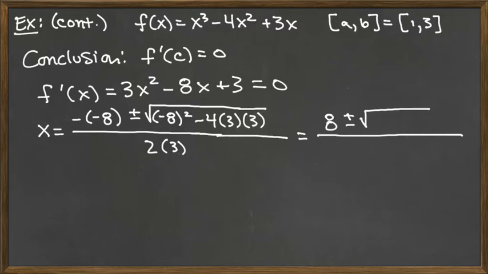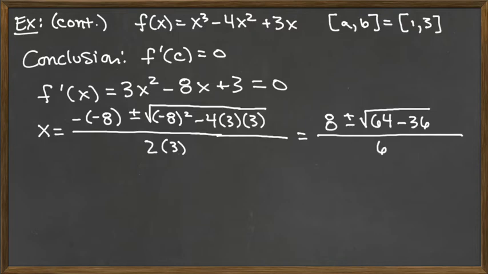and when we're working on cleaning this up, we've got the 8 squared, which would be 64. And then we have -4 times 3 times 3. So I see that as 4 times 9 for the 3 times 3. So 4 times 9 is the 36. And then it's all over the 2 times 3, so that's all over 6.